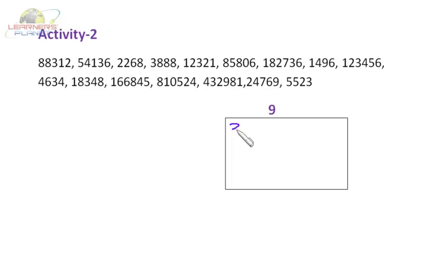I'm sorry, I forgot to write the previous number. I just write it over here. And this number. Okay. Similarly, you can check the other numbers also. Whenever the sum of digits is multiple of 9, then the given number will be multiple of 9. Okay.